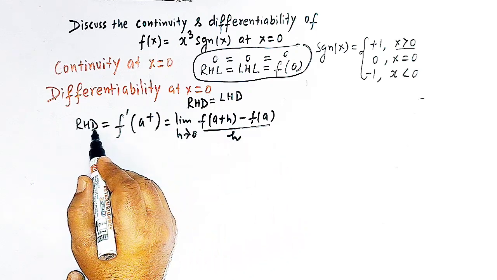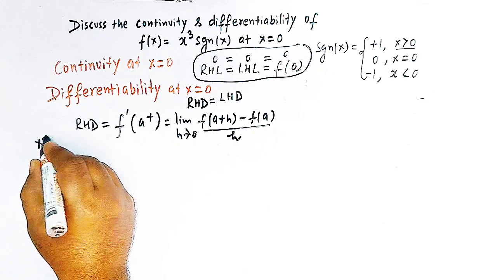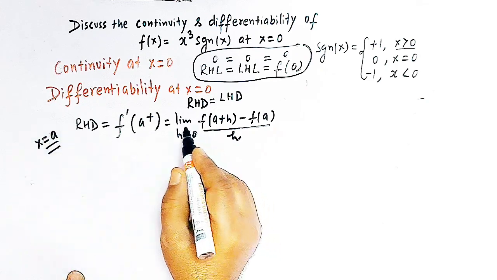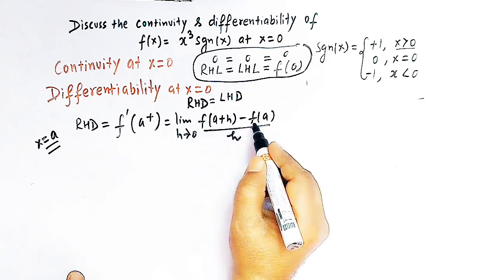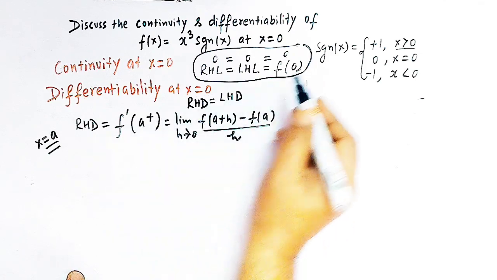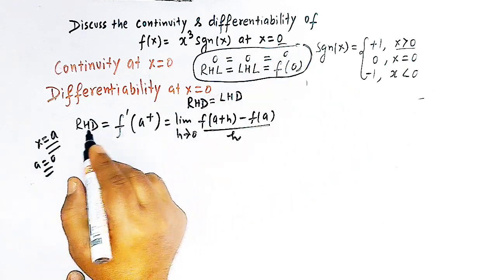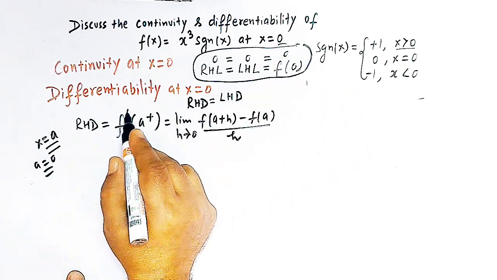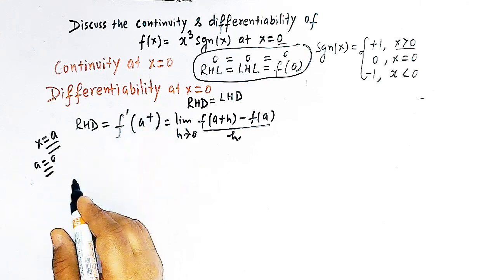So the right hand derivative of the function at some point x equal to a is defined by this limit: h tends to 0, f of a plus h minus f of a, divided by h. Here the value of a is 0, and the notation for a right hand derivative is f prime of a, with a positive sign.